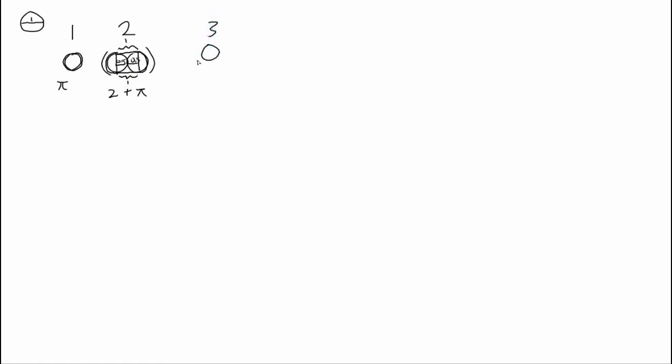And with 3, it's similar. Each of these straight lengths of string is 1. Each of these arcs is 1/3 of the circumference, so they add up to 1 circumference. So it's 3 plus pi.